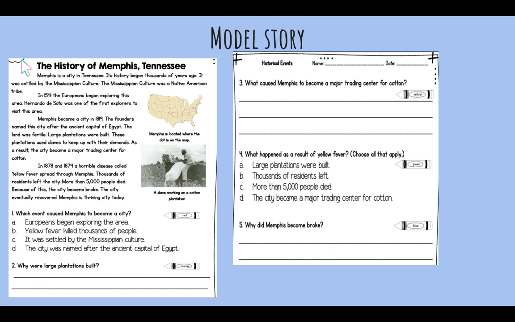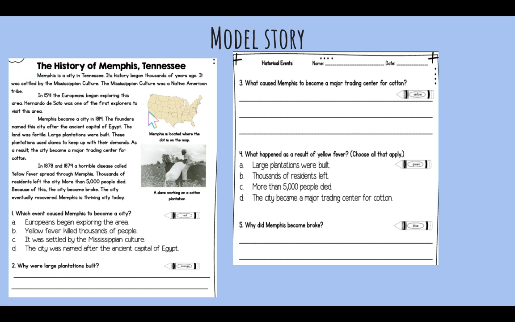The land was fertile. Large plantations were built. These plantations used slaves to keep up with their demands. As a result, the city became a major trading center for cotton. In 1878 and 1879, a horrible disease called yellow fever spread through Memphis. Thousands of residents left the city. More than 500 people died. Because of this, the city became broke. The city eventually recovered. Memphis is a thriving city today.